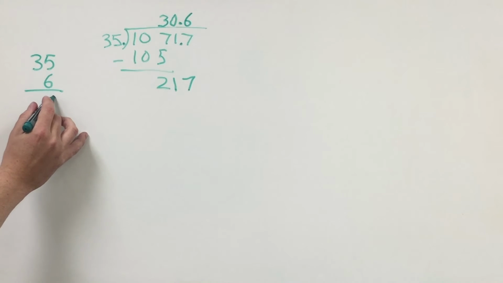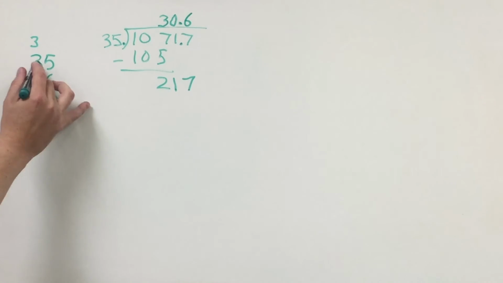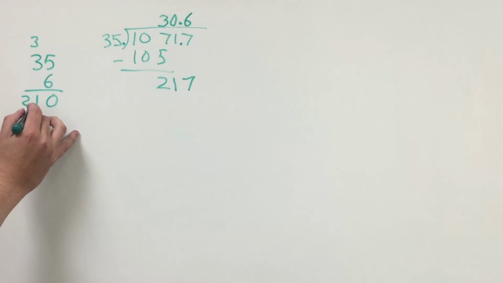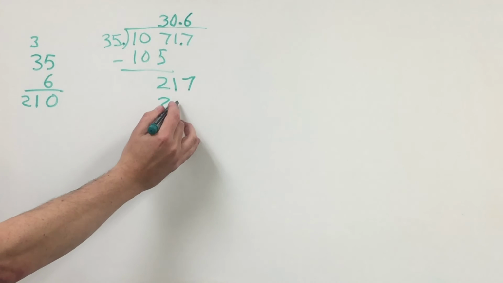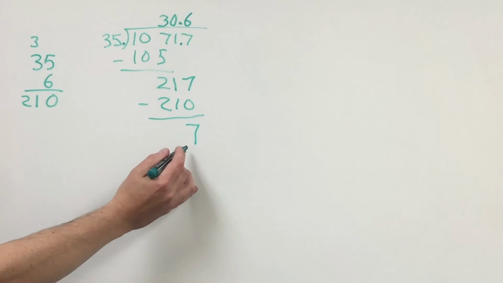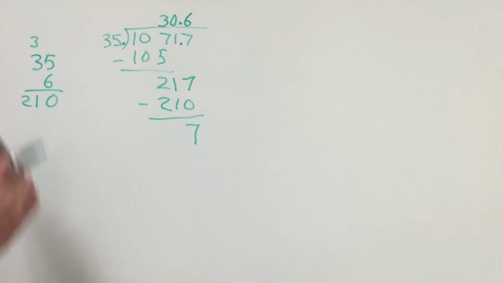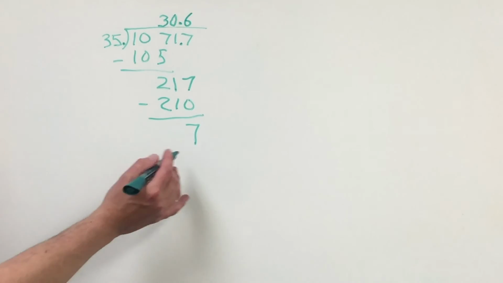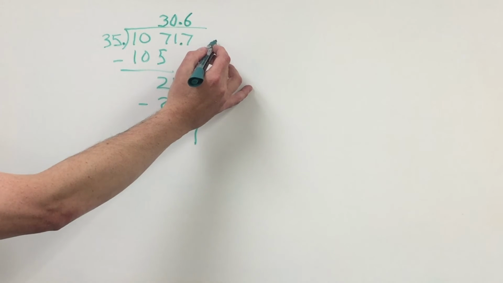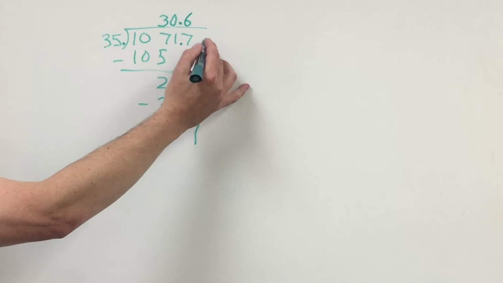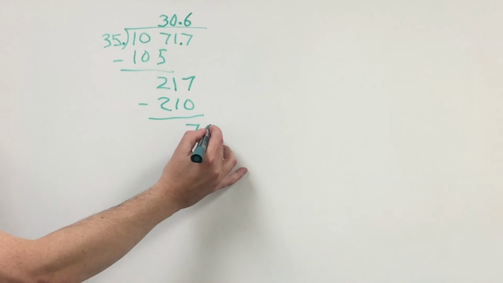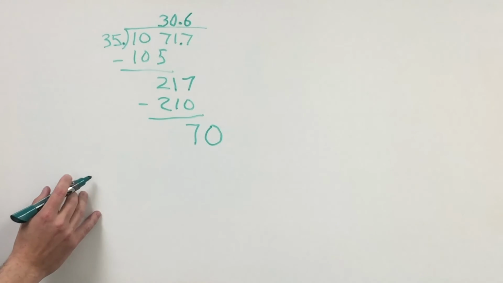6 times 5 is 30. 6 times 3 is 18. 18 plus 3 is 21. 217 minus 210 is 7. But we're not quite done. And though there aren't any numbers written out here, there's implicitly an infinite number of zeros. So let's bring down that 0. How many times does 35 go into 70?